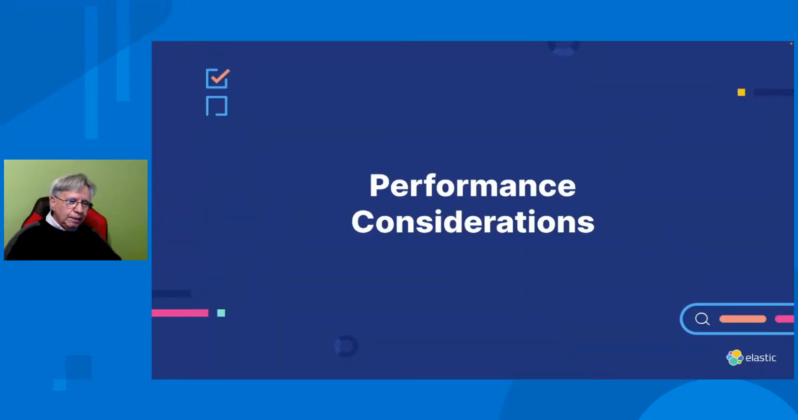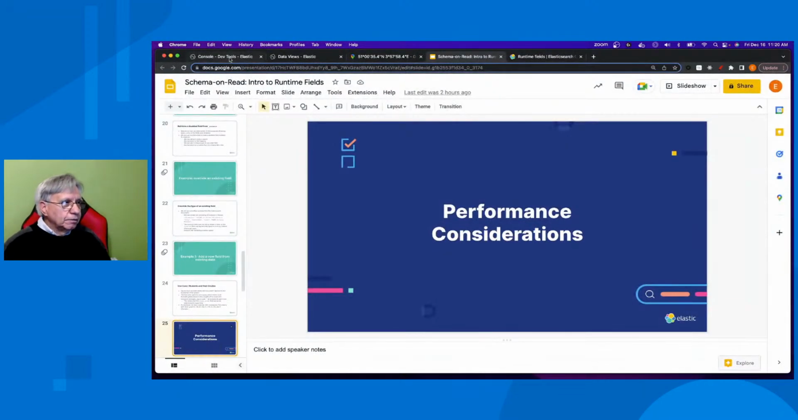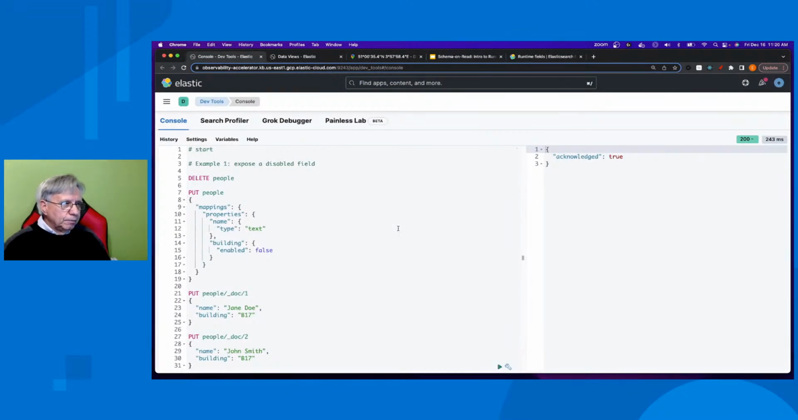So we'll come back and revisit the performance considerations, but right now I want to solve some problems. So example 1, we have an index with people in it, and we decided that we want to capture the name. We only have 2 fields, but we want some real space savings. So I want to save 50% of the space by disabling the second field, which is building. That's where they work. So the building field is disabled, but we still have it in the stored source, but we won't be able to search and aggregate on it because we disabled it.